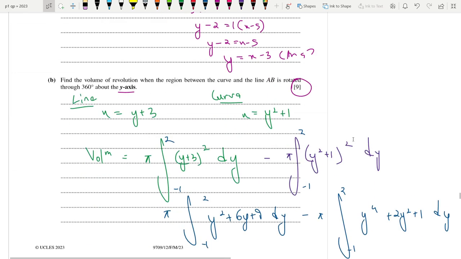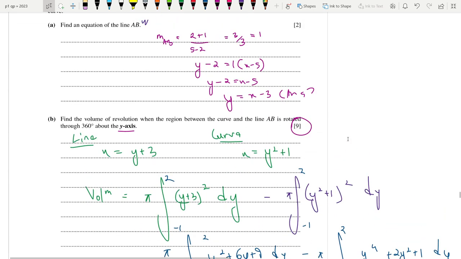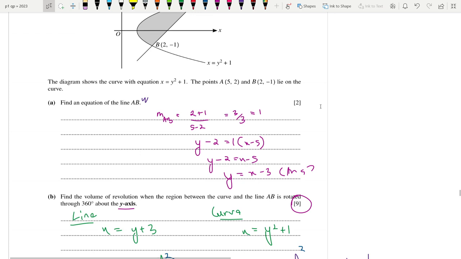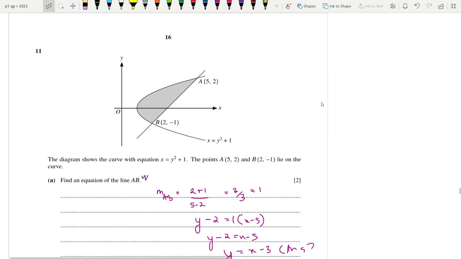Next, 9-mark question. Find the volume of revolution when the region between the curve and the line AB is rotated through 360 degrees about the y-axis. So when they say y-axis, the limits need to be taken from the y-axis. Okay. So what is the limit over here? It's 2. And what is the one over here? It is minus 1.